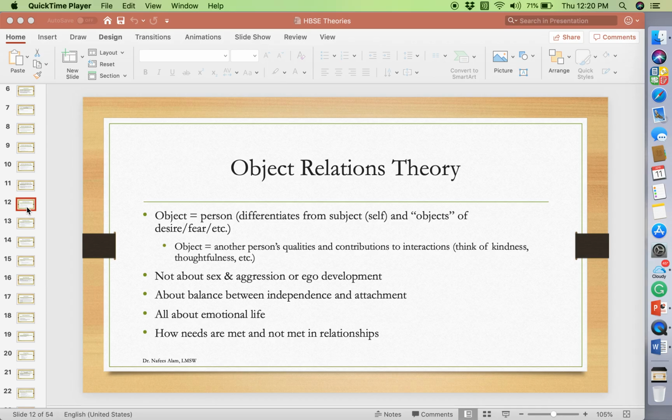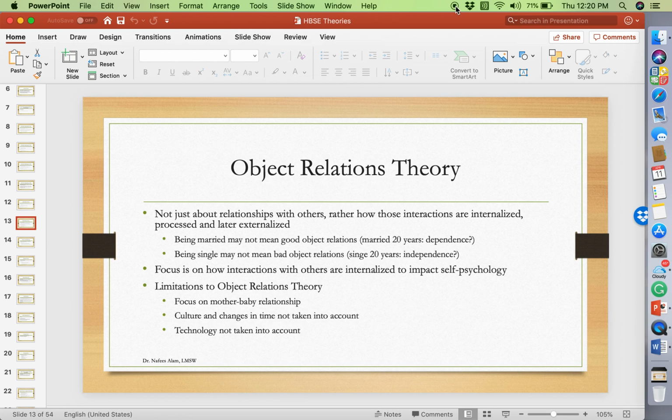Rather, it's about the balance between independence and attachment. It's all about the emotional life and how needs are met and not met in relationships. It's not just about relationships with others, rather, how those interactions are internalized, processed, and later externalized.